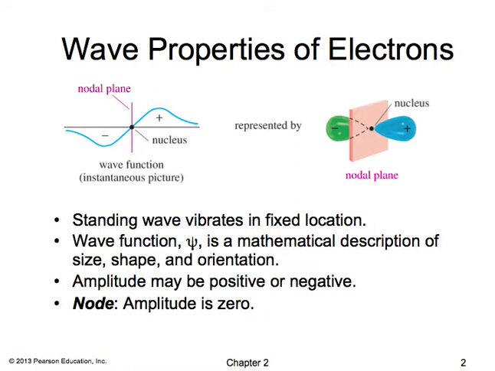Standing waves vibrate in a fixed location. A wave function is a mathematical description of size, shape, and orientation. Amplitudes may be positive or negative, and a node is where the amplitude is 0. Here's an example, a p orbital, which has a positive amplitude and a negative amplitude going through a node at the nucleus. This can be represented as a p orbital with a negative and a positive lobe with a nodal plane.